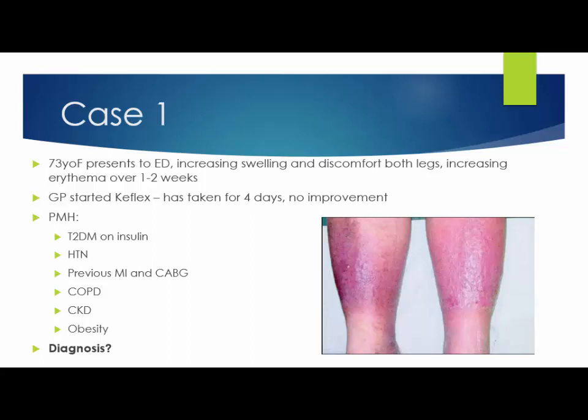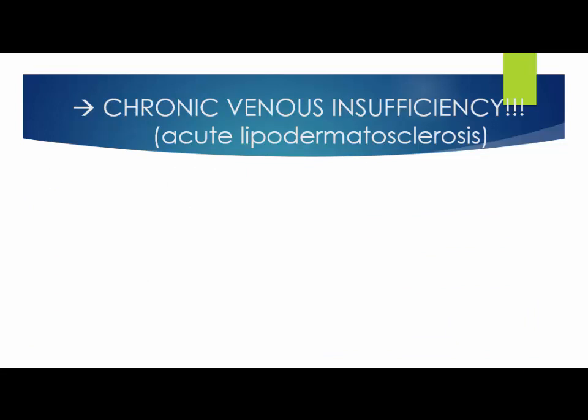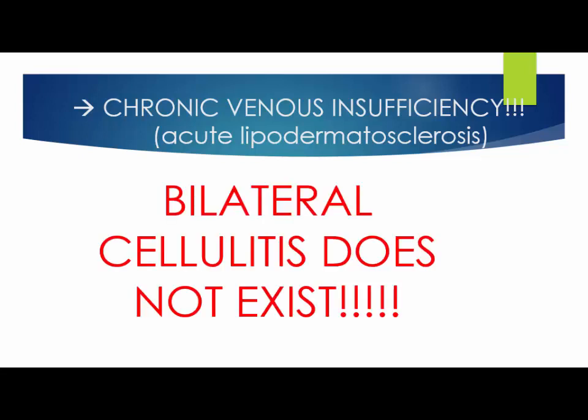Venous insufficiency. Yes, good. You didn't fall into the trap because you guys are RMOs. So chronic venous insufficiency is what this lady has, otherwise known as acute lipodermatosclerosis, which can be a complicating feature of chronic venous insufficiency and can look very much like cellulitis, but it's bilateral, and bilateral cellulitis does not exist most of the time. It would be really uncommon to get a simultaneous infection of both legs at exactly the same time, flaring at the same time with risk factors on both sides.